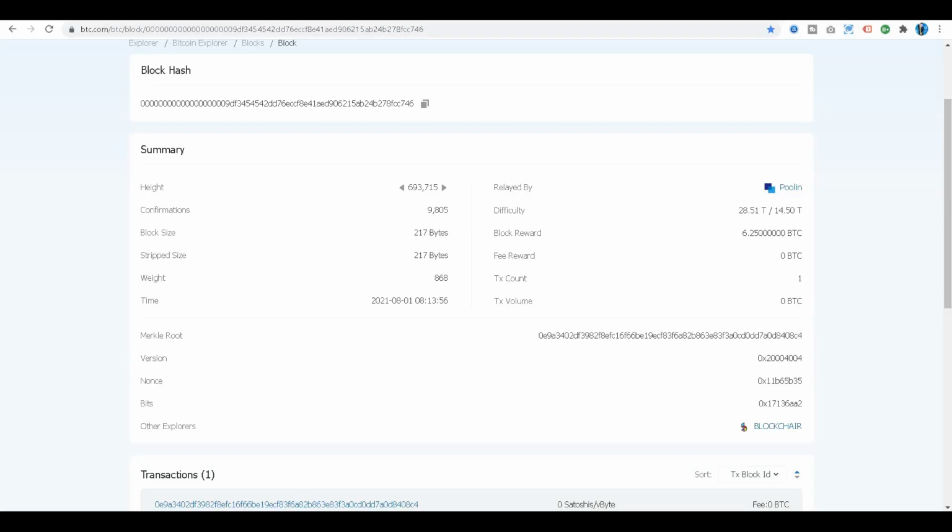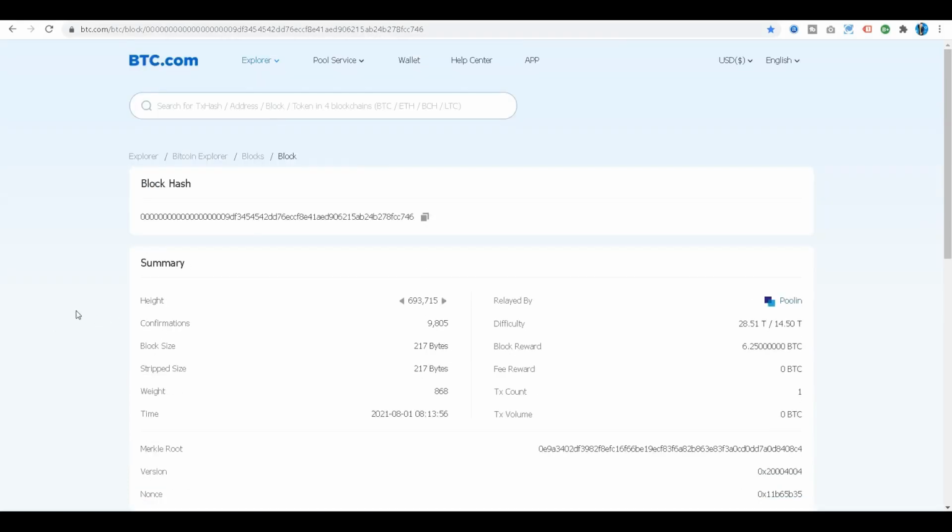What you are seeing is a block explorer. A block explorer is a tool that enables you to look at the contents of a blockchain. This is a Bitcoin block explorer, which lets you look inside blocks in the Bitcoin blockchain. What you're looking at right now is block number 693,715. And what you will find is that this one specific block actually has one transaction.